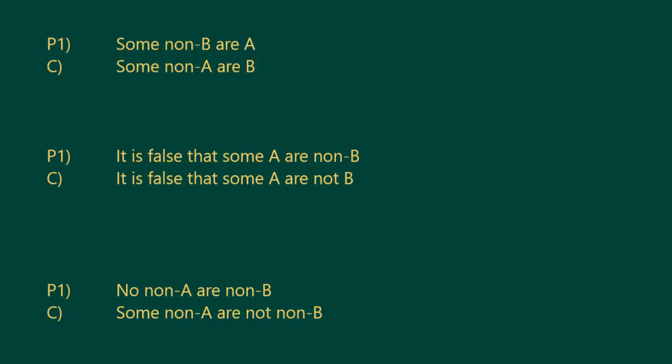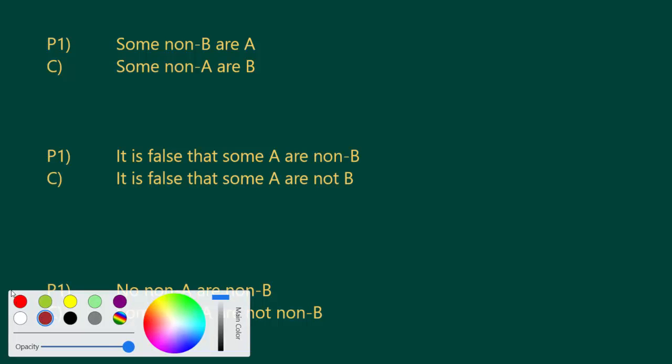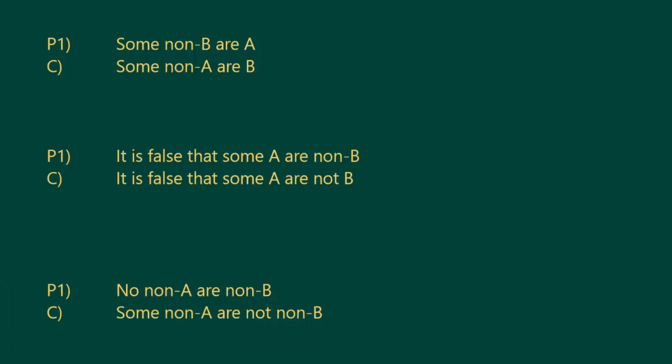So now if we look at some non-B are A, therefore some non-A are B, ask yourselves, how is that related? Well, what we note here is that our predicate terms and subject terms have been switched, and not only have they been switched, but they've been changed in terms of their complementary classes. And those are the two steps of contraposition. So here, our propositions are related by way of contraposition.